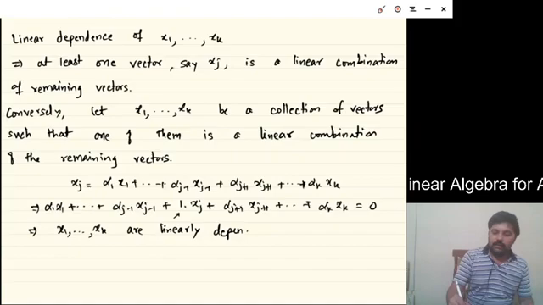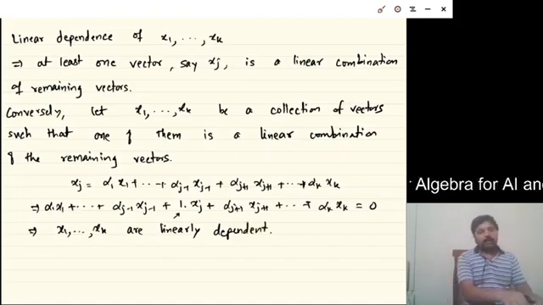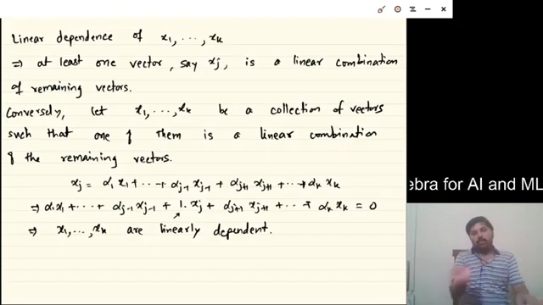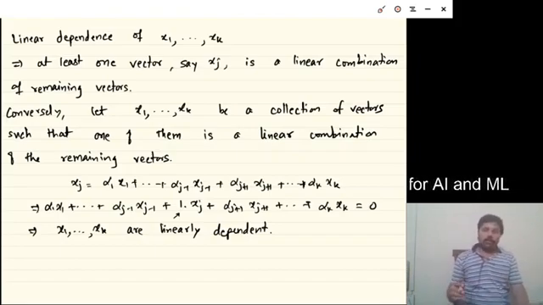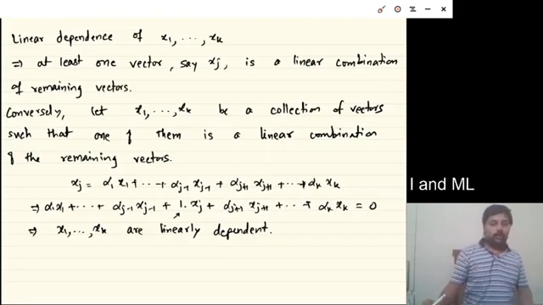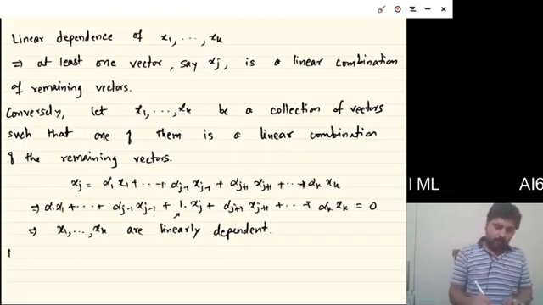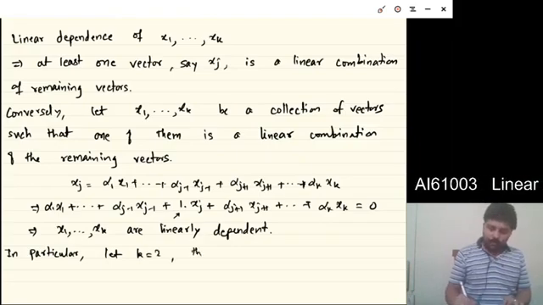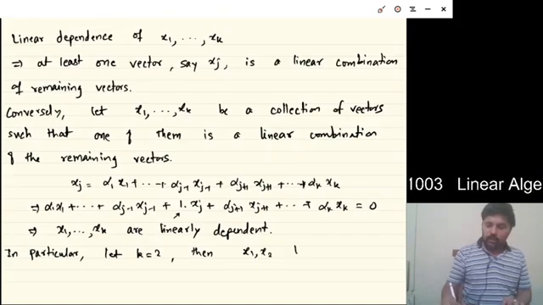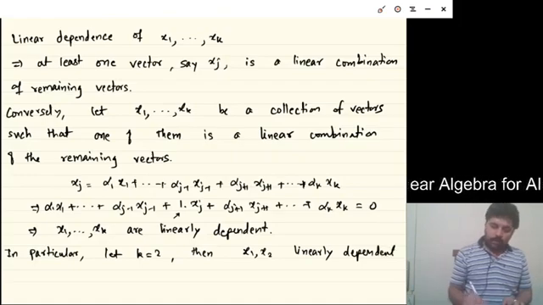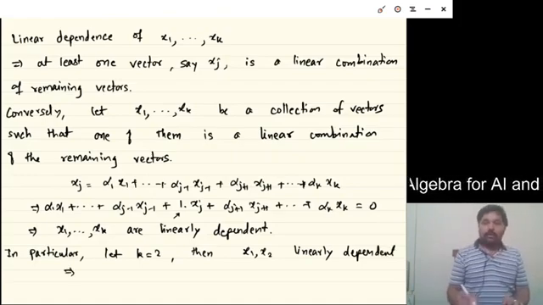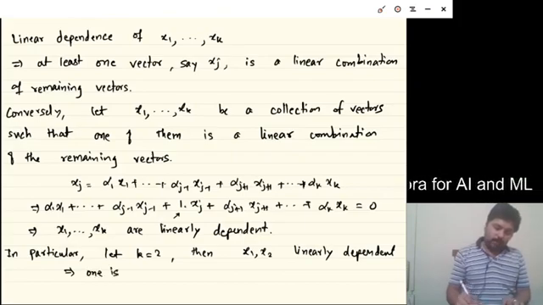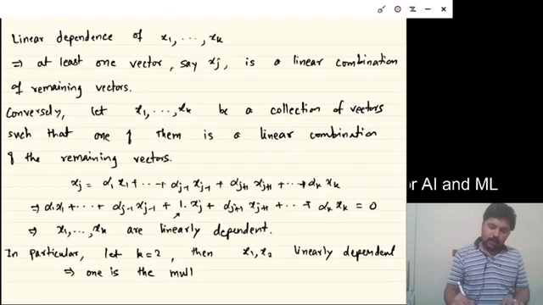So linear dependence is actually equivalent to the fact that one vector is a linear combination of the remaining vectors. That is a useful thing, and that actually is the defining thing of linear dependence. In particular, this is interesting. Let k be equal to 2, then x1, x2 linearly dependent implies that one is a multiple of the other, right? One is a multiple of the other.